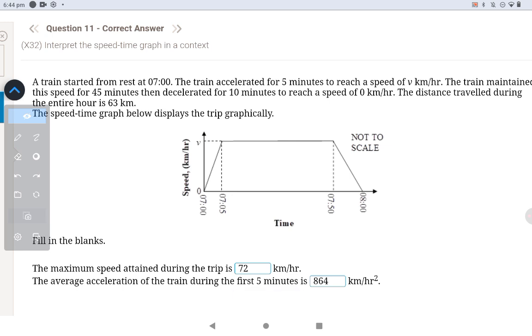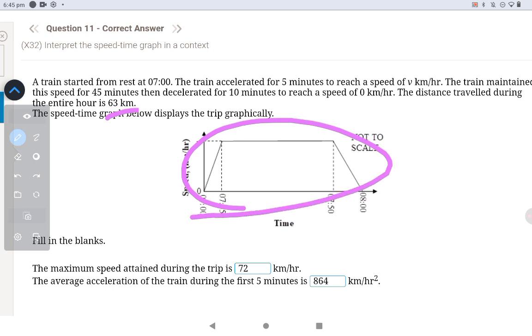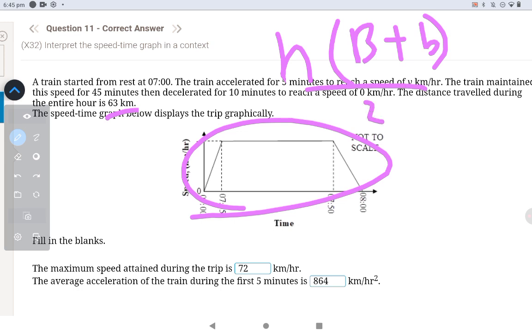Okay. Now, distance is the area under the graph in a speed time graph. So in a speed time graph, distance, which is 63, is the area under the graph. And what shape is this? It's a trapezoid. So the area of the trapezoid is 63. And what is the rule for the trapezoid? It's height multiplied by big base plus small base over 2. Height, we don't know height. That is what we're trying to find.